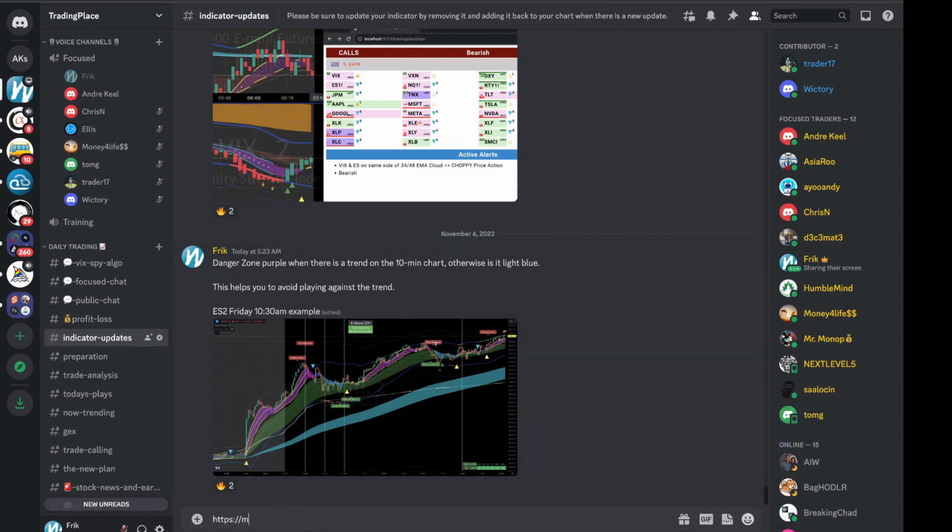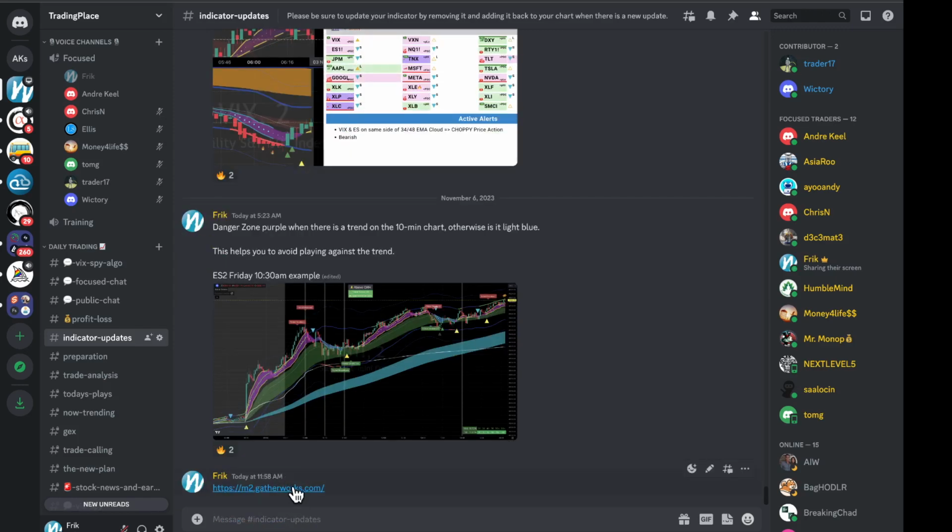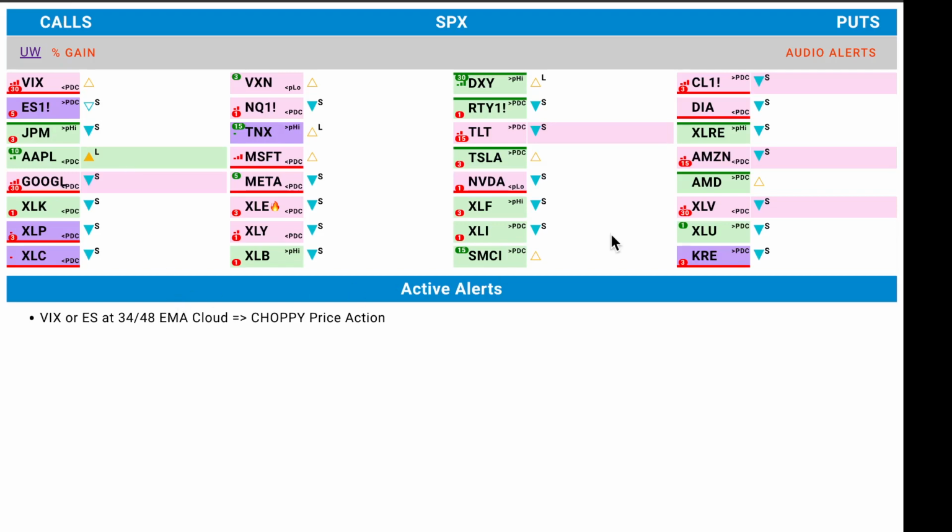https://m2.gatherworks.com. So that's the link. When you open that up, it's going to go to a page that looks like this. You're going to click on SPX, and then you're going to enable the audio alerts. When you enable it, it's going to make a sound immediately so that you can confirm that you can hear it. If you don't hear it, then obviously check your sound settings.